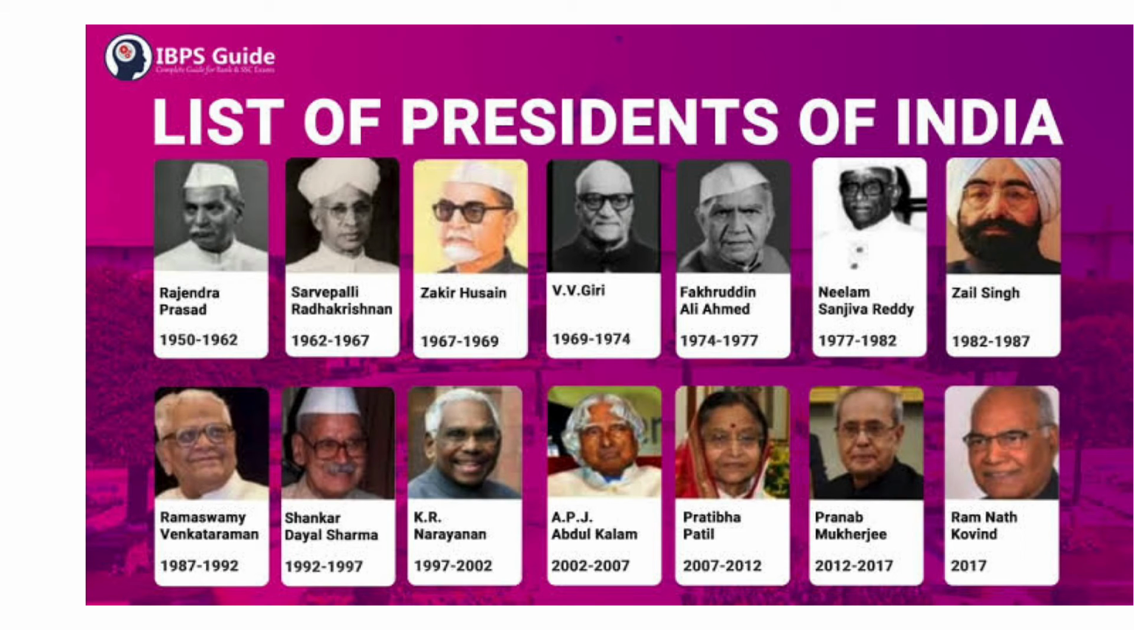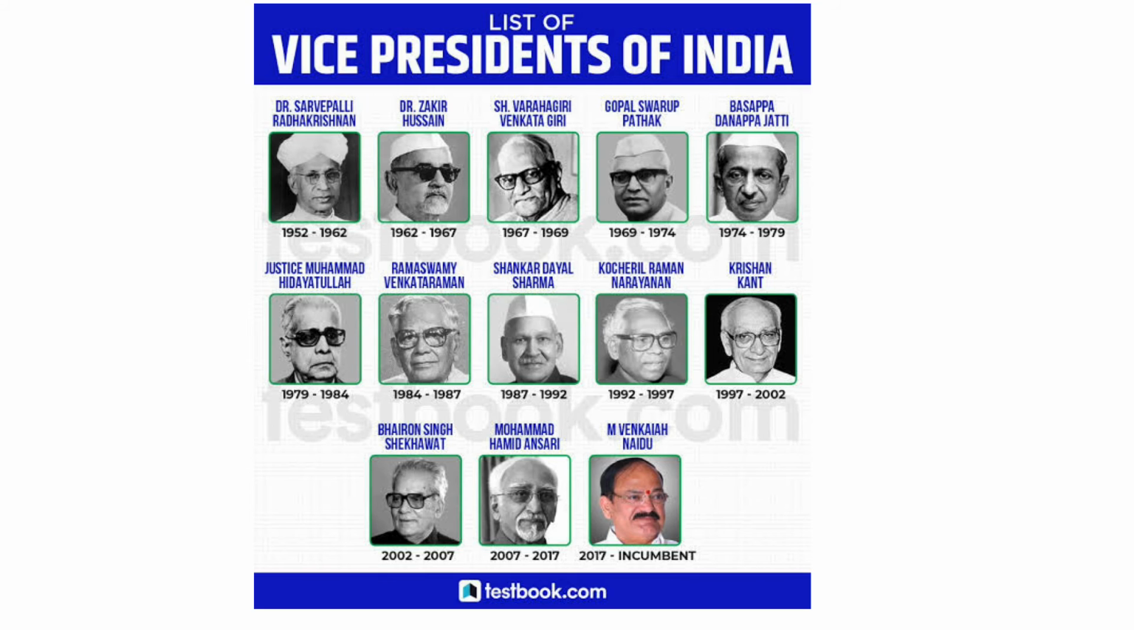Then Pratibha Patil was the first woman president of India from 2007 to 2012. Pranab Mukherjee was a president from 2012 to 2017. And you all know that Ram Nath Kovind is the present President of India. These are the Vice Presidents of India from 1952 till today. And the present Vice President of India is M. Venkaiah Naidu.